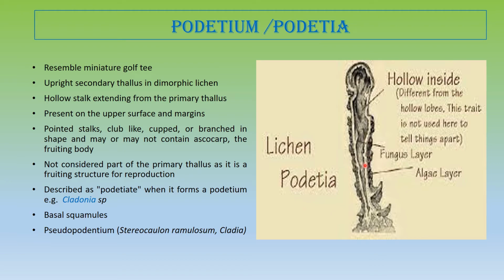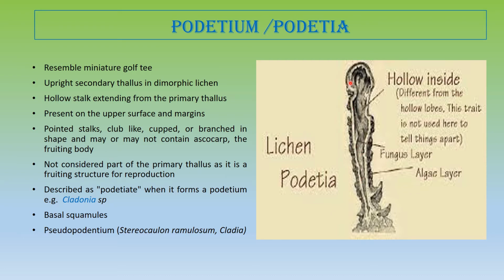Now, this podetium or podetia actually has sexual organs all over the surface, and if it contains sex organs only on the top of it, then it is the pseudopodetium. Otherwise, podetia have sex organs all over their region. This is a secondary thallus because it is mainly used as a reproductive structure.